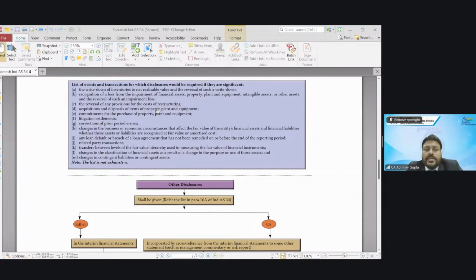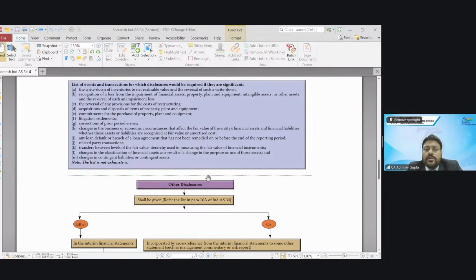The reversal of any provision for any of the prior costs of restructuring which we must have recorded. Like I took the example, provision for court order, you have booked 100 crore, now you are reversing because the decision arrived in your favor, right? So because of that, disclosure gets triggered.